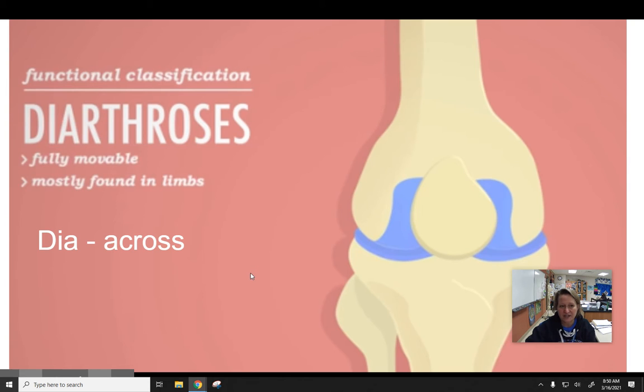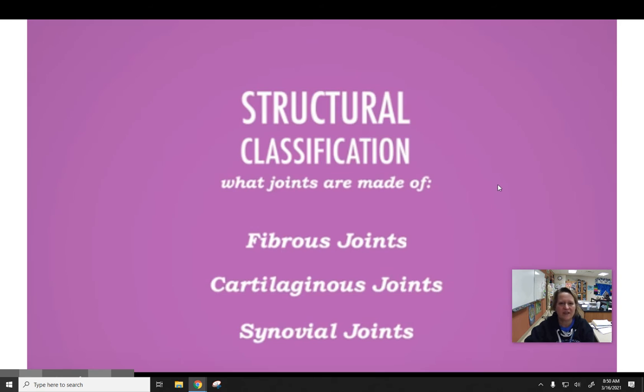Di means across. So diarthroses means that they're fully movable joints. They're going to have quite a bit of movement, and they're mostly found in the limbs, in your arms and your legs. So it would be at your elbow joint, at your knee joint. So it's across the two bones.